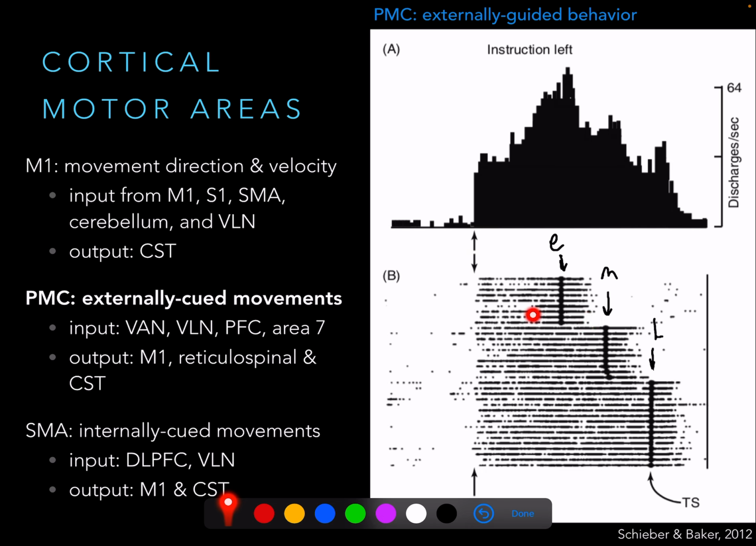But before then, it's holding on to the idea. Get ready to move left, get ready to move left, get ready to move left. Then there's the tone, and they move. And then they can think about something else. As the tone takes longer, notice they're holding the activity for longer. Once they get the tone, they carry out the movement, and they move on to something else. So, our oversimplification here: premotor cortex holds on to motor plans that it's going to tell the primary motor cortex once it gets some sort of external input, some sensory input.